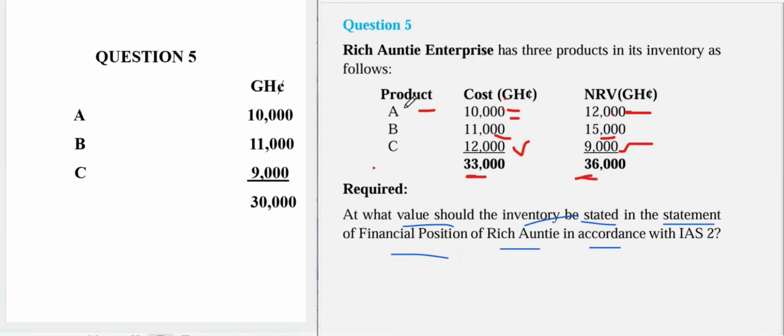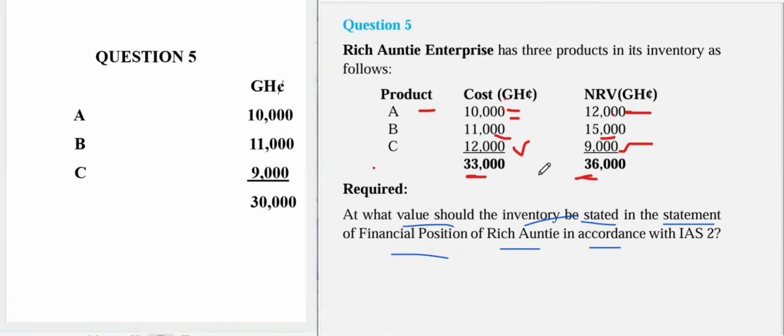So if you pick product A, cost 10,000, NRV 12,000. Which one is the lower? 10. Then you pick. If you pick B, cost 11,000, NRV 15. Which one is the lower? It's still the cost. You pick 11,000. Then when you go to product C, cost 12,000, NRV 9,000. So the lower is the 9,000, which is the net realizable value. Pick it, and then sum all, and that's the value.